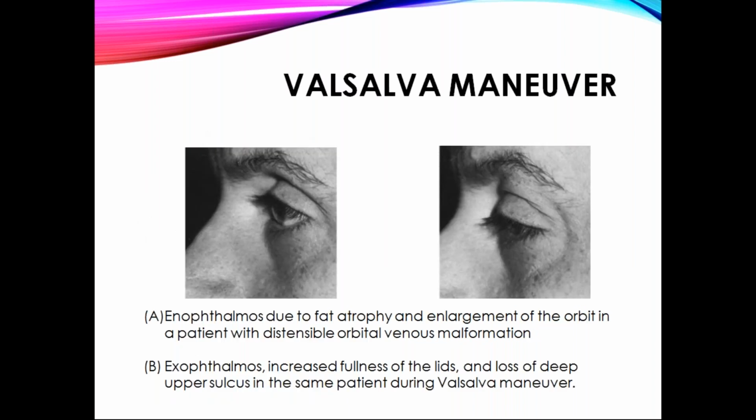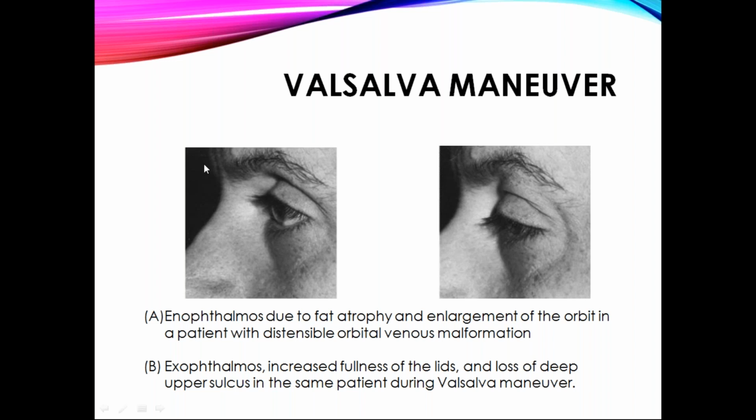The next issue is the Valsalva maneuver. What is this Valsalva maneuver? When you hold your breath, the eyeball gets pushed forward. So this is nothing but the Valsalva maneuver. Enophthalmos due to fat atrophy and enlargement of the orbit in a patient with distensible orbital venous malformation. Exophthalmos, increased fullness of the lid and loss of deep upper sulcus in the same patient during the Valsalva maneuver.